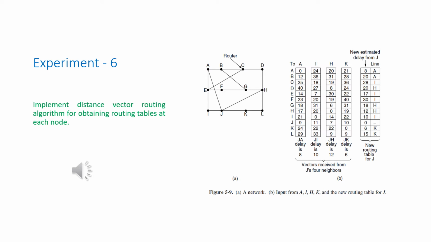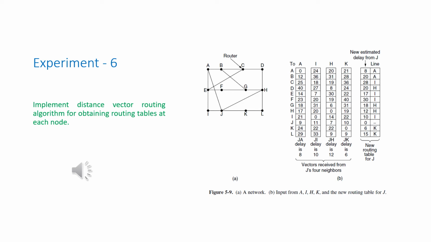Now let us try to compute the new estimated delay for J. Generally in distance vector routing algorithm, after every few milliseconds, each node once again tries to send packets to nearby stations and discover the shortest path. So this is done frequently. This is the only drawback in distance vector routing algorithm. Now let us see how the values have been computed.